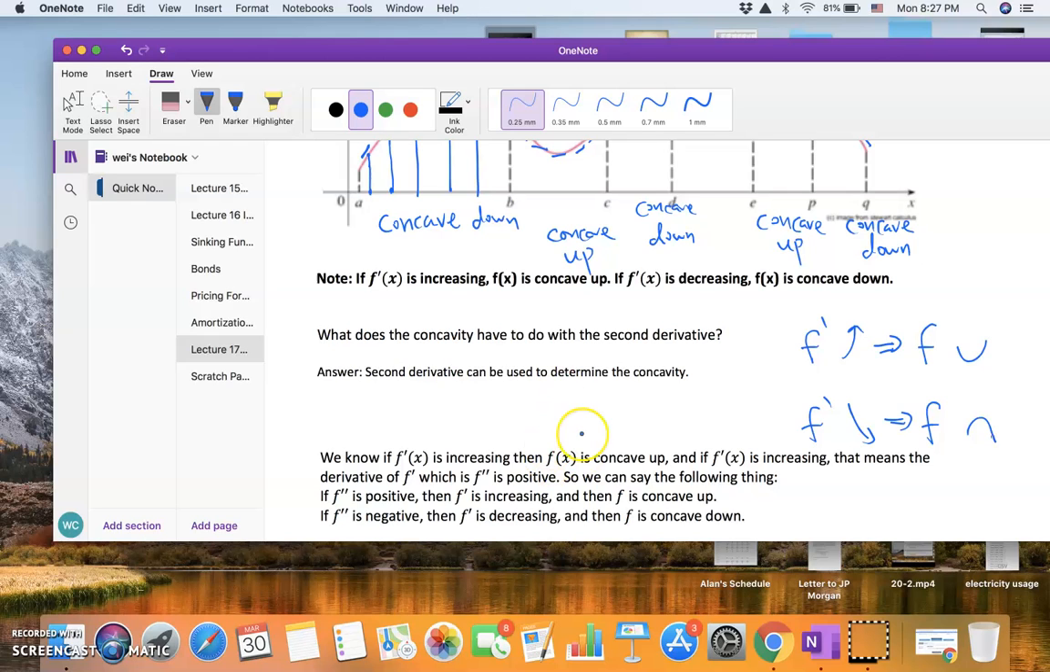Okay. Now, in the previous section, we learned that when the first derivative is positive, then the original function is going to be increasing, and if the first derivative is negative, then the original function is decreasing, right? Because the derivative of the first derivative, now let me see this again. The derivative of the first derivative is the second derivative.